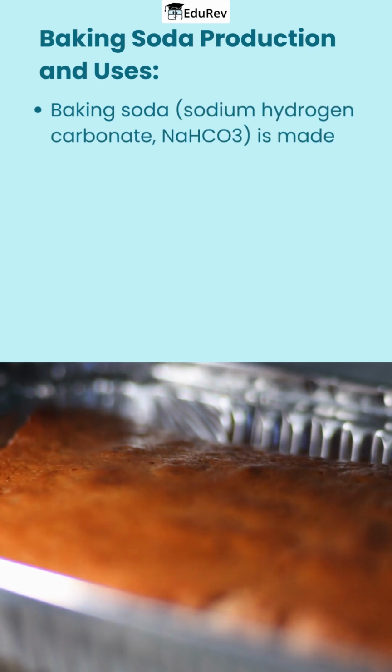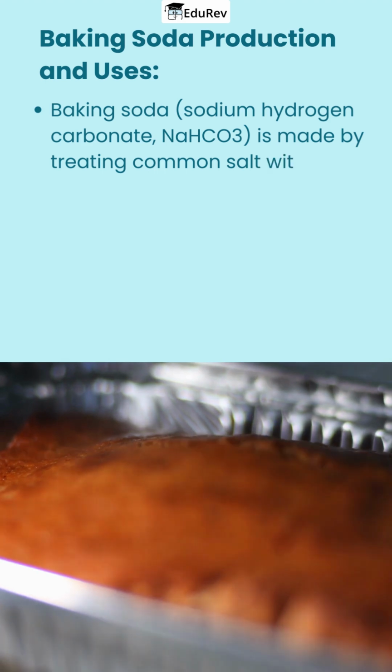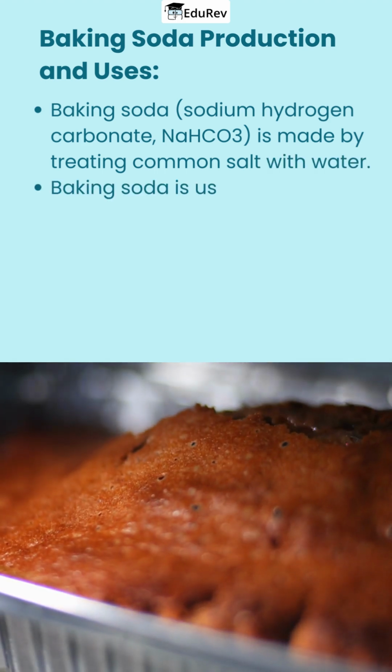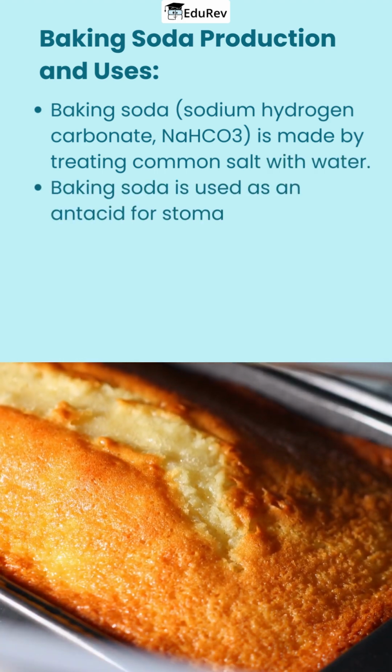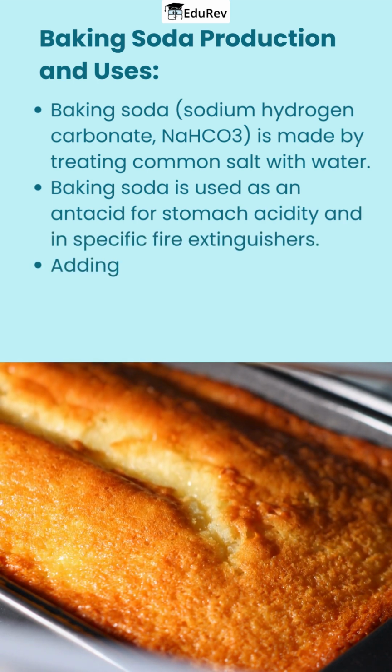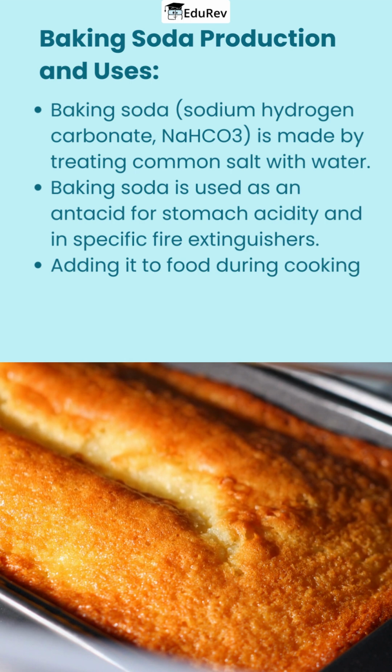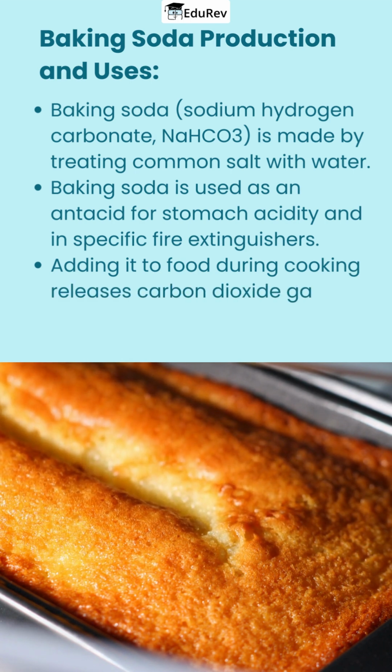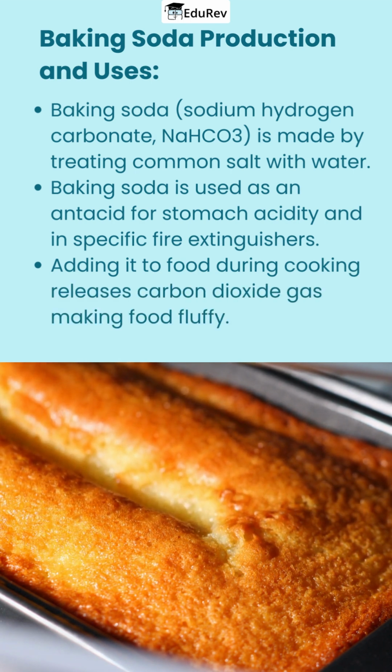Baking soda production and uses. Baking soda, sodium hydrogen carbonate, is made by treating common salt with water. Baking soda is used as an antacid for stomach acidity and in specific fire extinguishers. Adding it to food during cooking releases carbon dioxide gas.